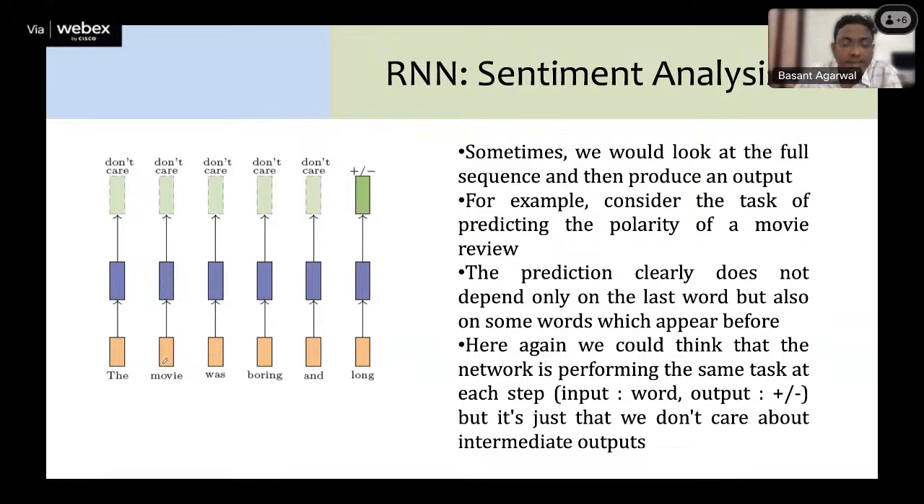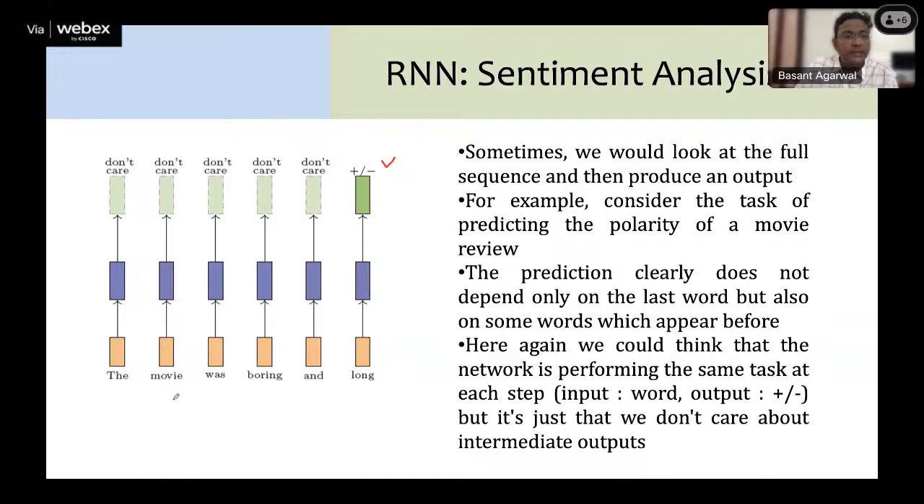Now let's see if this example follows all the conditions of sequential modeling. Let's say we have a sentence, "the movie was boring and long", and you can see here that the length of the sentence is not fixed. It can be of any length. Whenever the sentence is completed, it will be classified as positive or negative. So given the sentence, we want to predict if it is conveying a positive sentiment or a negative sentiment.